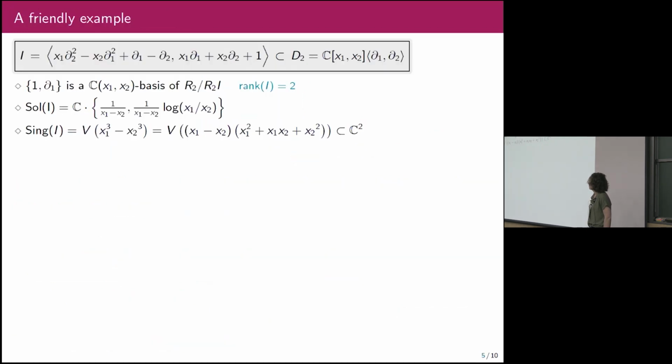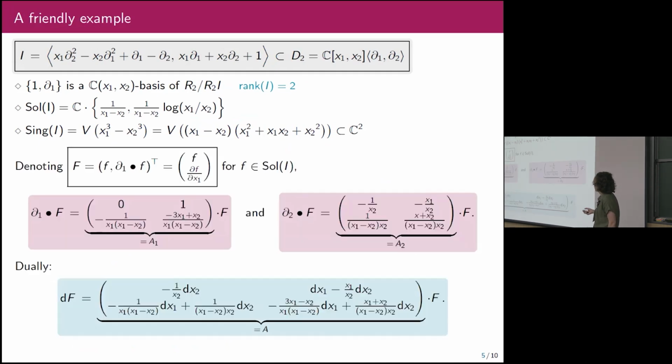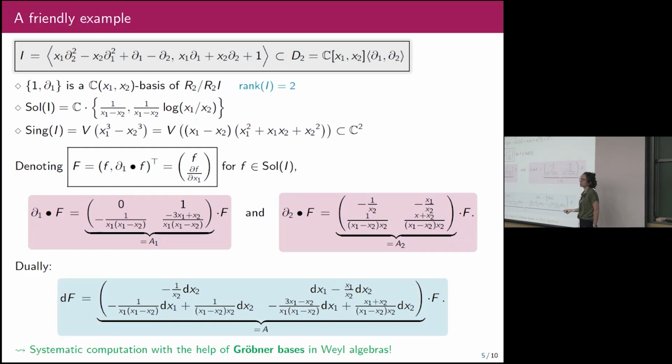Okay, let's look again at our example. Maybe you found in the meantime that these two functions here are solutions. They span the solution space through the D-ideal. And you can check that whatever solution you pick, if we write f and d1f in a vector, then they will fulfill the set of matrix differential equations, or compactly, this equation of differential one forms. Okay, this you can just easily compute, of course, but today we want to do this systematically with the help of Gröbner bases in the Weil algebra.